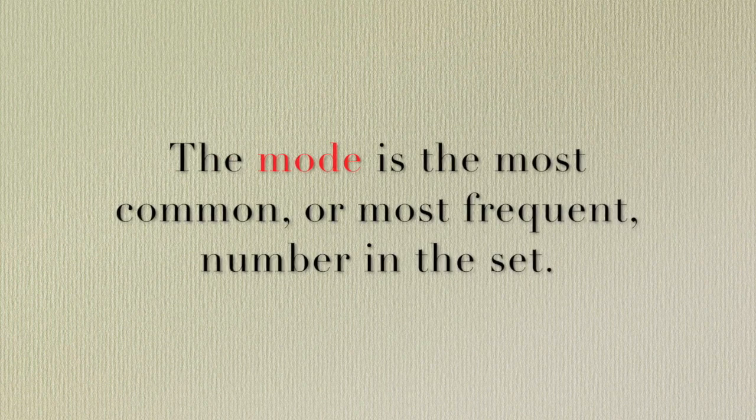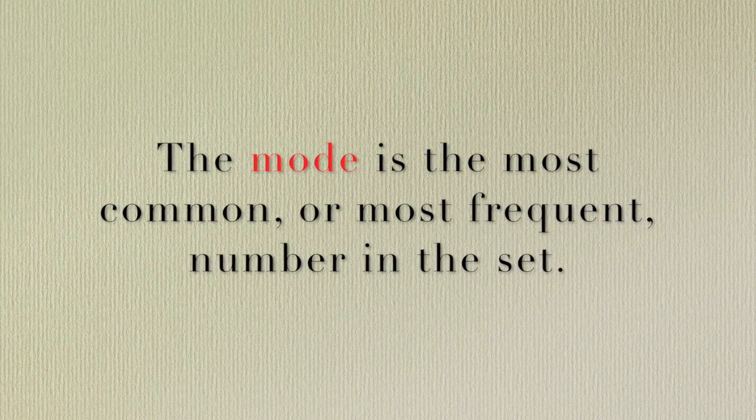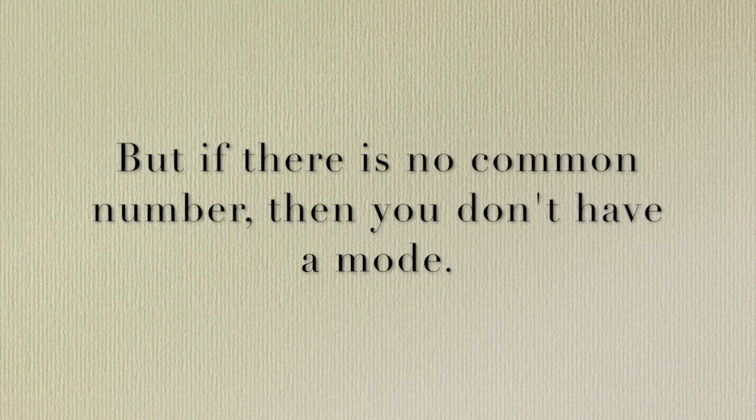The third way to represent a set of numbers is through the use of mode. This is probably the one that you may not have heard of yet because it's not used as often as the other two. So the mode is the most common or most frequent number in the set. It's the one that shows up the most. But if there is no common number, then you have no mode. And we'll take a look at some examples of each case.